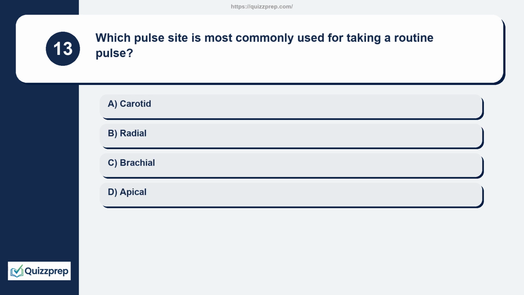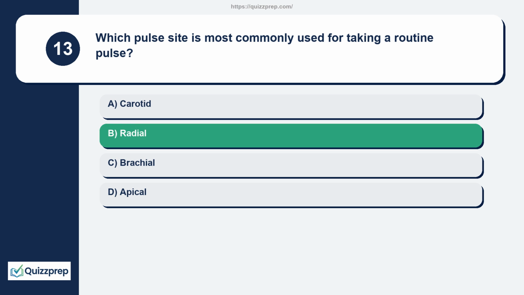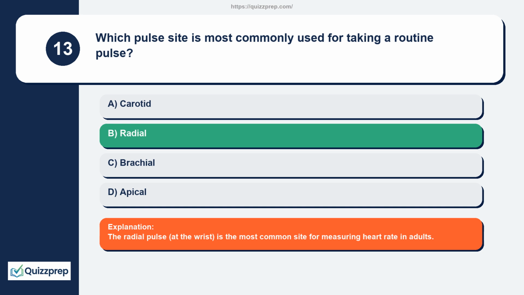Question 13. Which pulse site is most commonly used for taking a routine pulse? Carotid, radial, brachial, apical. The radial pulse, at the wrist, is the most common site for measuring heart rate in adults.